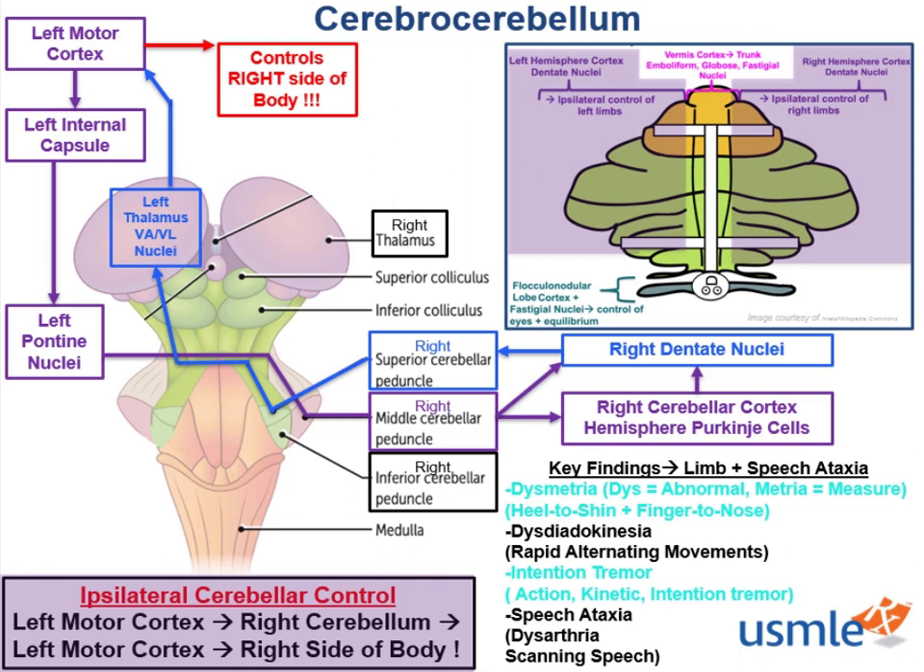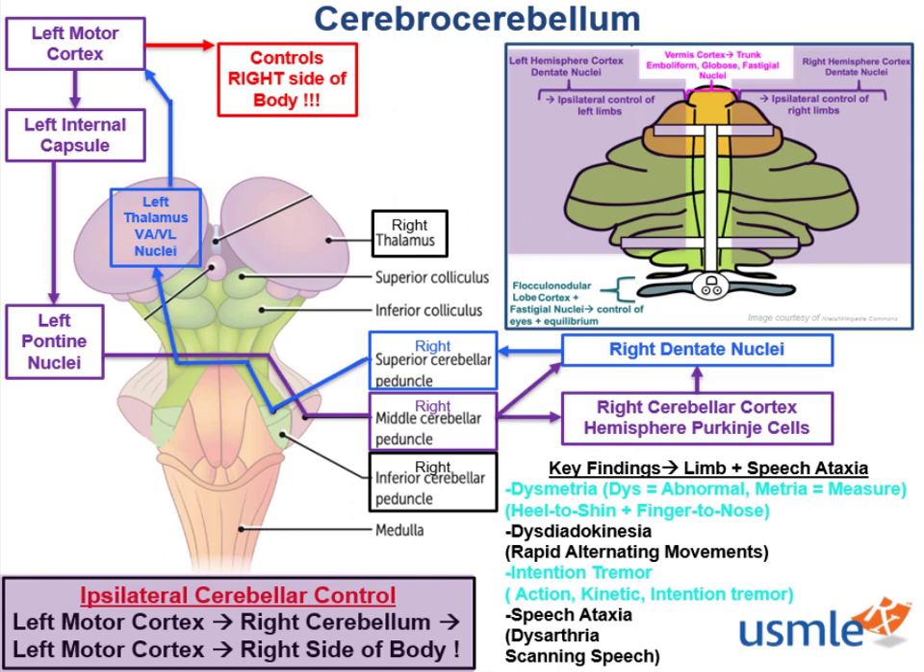Dysdiadochokinesia means abnormal, kinesia, movement. So this refers to abnormal, rapidly alternating movements. This is tested by asking the patient to quickly flip their hand over and over again in their palm. They will not be able to coordinate this.